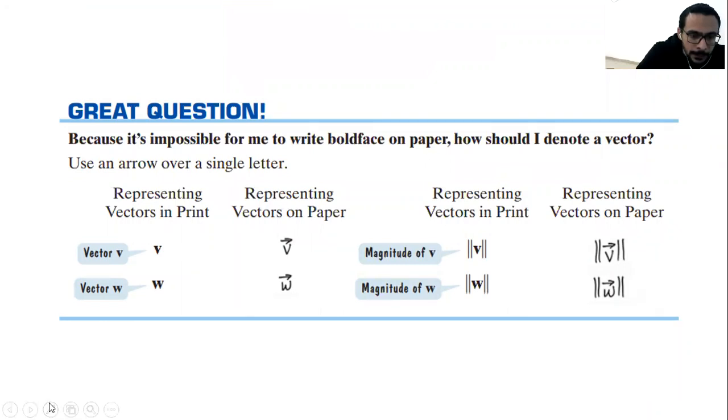We write it with the V or W, vector V or vector W, with the arrow, goes to the right, nothing else. Just the arrow on the right, presenting a vector on paper. The magnitude of V we write like this on the computer, and like this by hand.